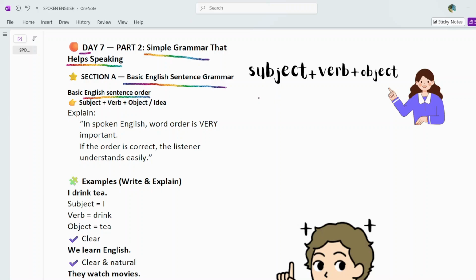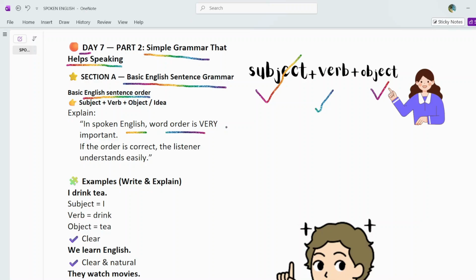Now, as you can see on the screen, as I'm highlighting, any sentence structure starts with a pretty simple formula: your subject, plus your verb, plus your object. In spoken English, word order is very, very important. Let's go a little deeper into grammar, but not the grammar that scares you. We are going to talk about how grammar actually helps you to speak more clearly.